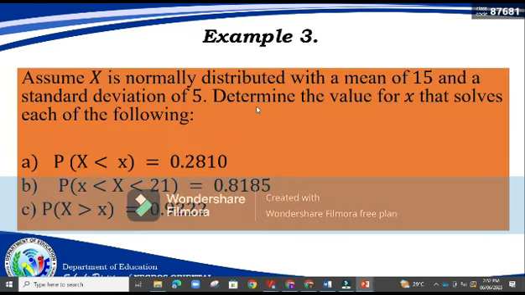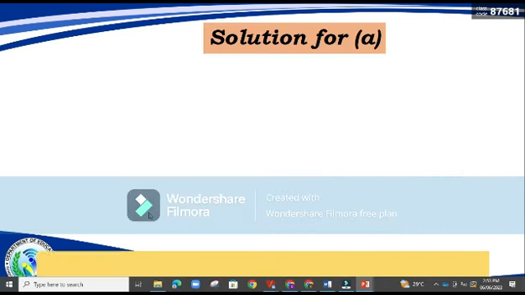Next, example 3. Assume x is normally distributed with a mean of 15 and a standard deviation of 5. Determine the value for x that solves each of the following. A. The probability when x is less than x is equal to 0.2810. B. The probability when x is greater than x but less than 21 is equal to 0.8185. Letter C. The probability when x is greater than x is equal to 0.9222. Now, the solution for A.